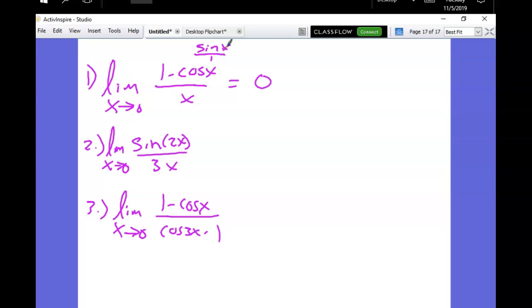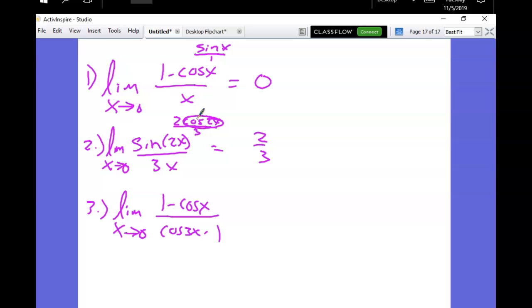Dylan, what'd you get? 2/3. That's right. The derivative of the top would have been 2 cosine 2x. The derivative of the bottom would have been 3. Direct substitution makes this become 1. And so you're left with 2/3.